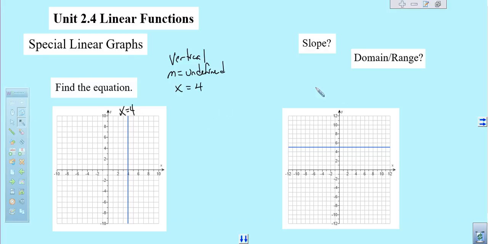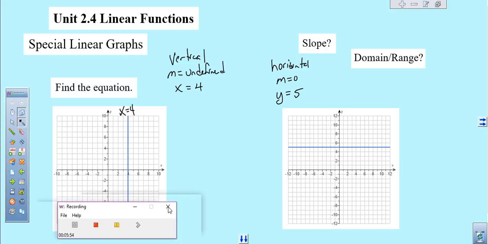On the next graph, I say to myself, okay, that is a horizontal line. That means that my slope is equal to 0, and that means that my equation is y equals, so I count my way up, and it looks like y equals 5.